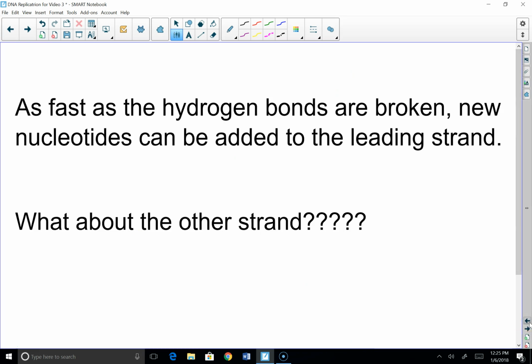So, as fast as the hydrogen bonds are broken, the new nucleotides can be added to the leading strand. Great. Well, the other strand? We saw those pieces. Let's talk about it.